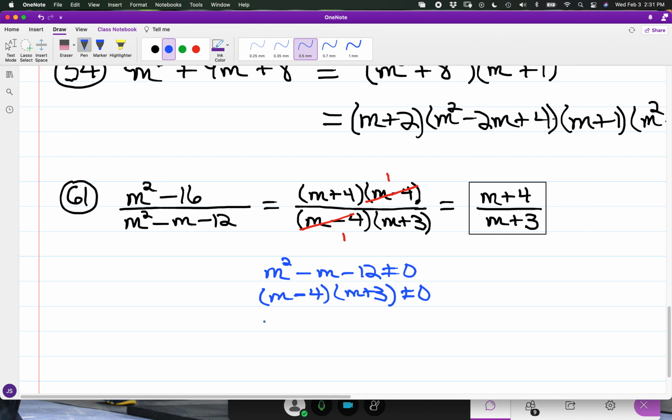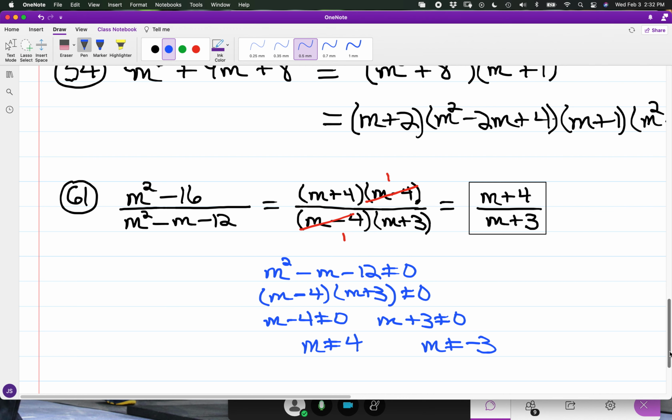And so we have m minus 4 cannot be 0, and m plus 3 cannot be 0. Okay, so if m minus 4 cannot be 0, we have that m cannot be 4, and if m plus 3 cannot be 0, we have that m cannot be negative 3.